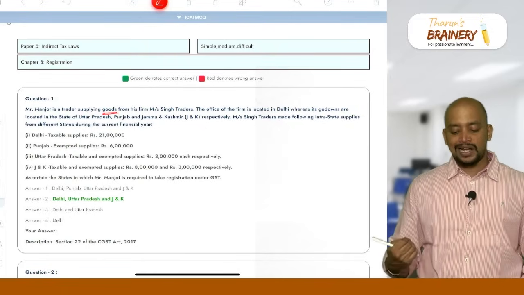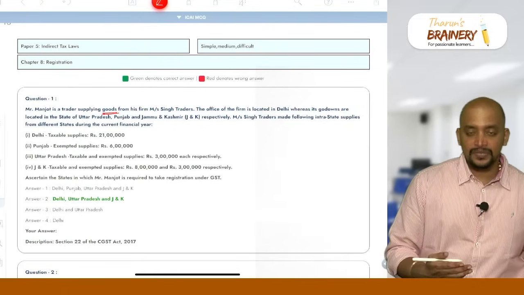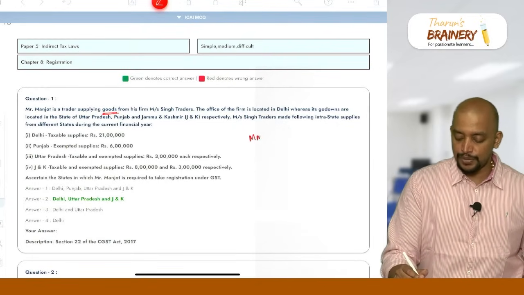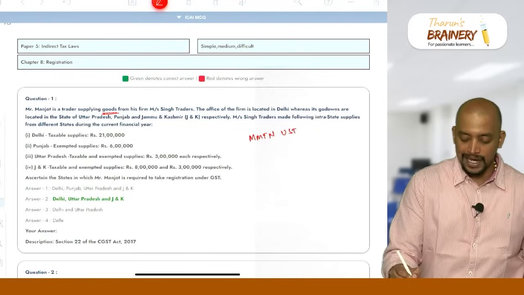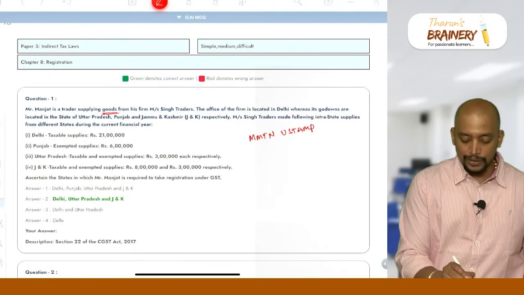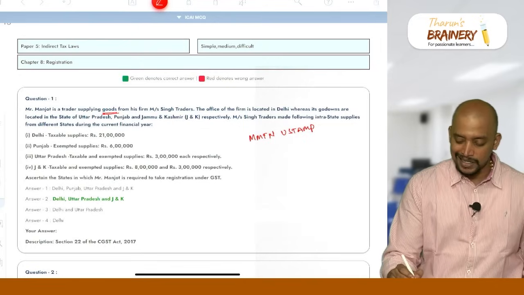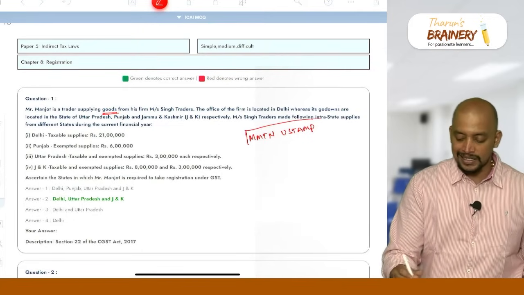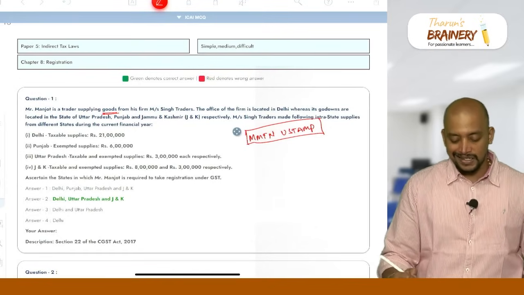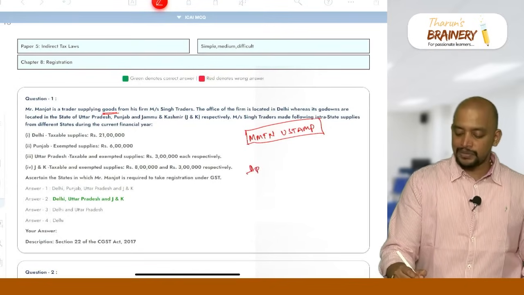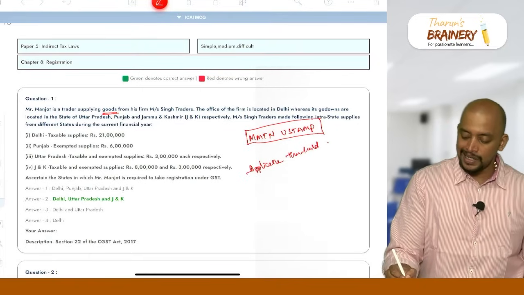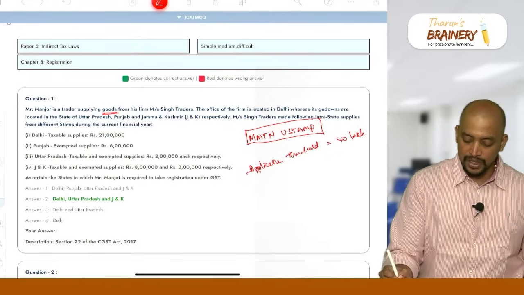None of the states is in the MMTN and USTAMP lists. Manipur, Mizoram, Tripura, Nagaland, then Sikkim. In USTAMP, U is for Uttarakhand, it is not Uttar Pradesh. Then Sikkim, T Telangana, A Arunachal Pradesh, M Meghalaya and P Puducherry. None of these states is in this list, and they are exclusively engaged in supply of goods. So what is the applicable threshold limit? The applicable threshold is 40 lakhs.